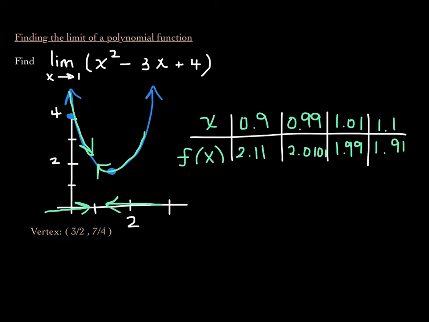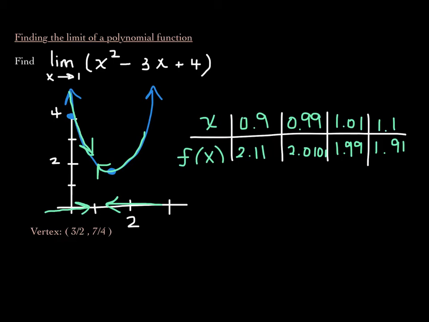All right, so look at this. As I allow x values to approach 1 from the left, to the left of 1, I got 0.99. Notice that my function values are 2.11 and then 2.0101. As x approaches 1 from the left, my function values are approaching 2. Now, as I allow x values to approach 1 from the right, first at 1.1 and then at 1.01, the function values are 1.91 and then 1.99. So as x values approach 1, my function values are approaching 2.